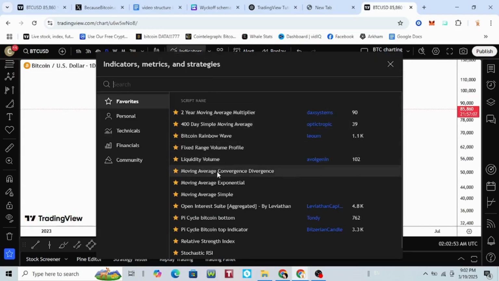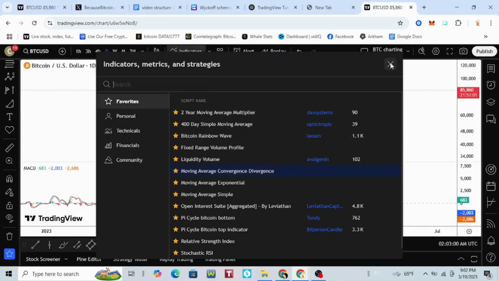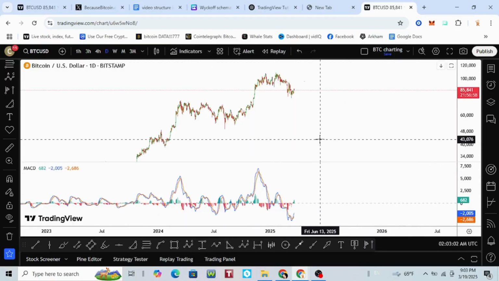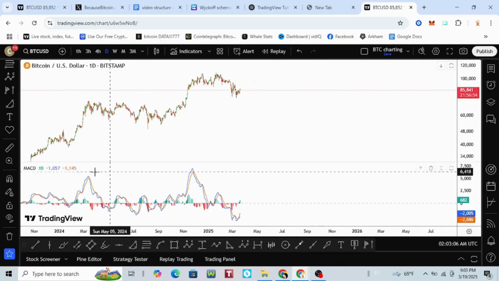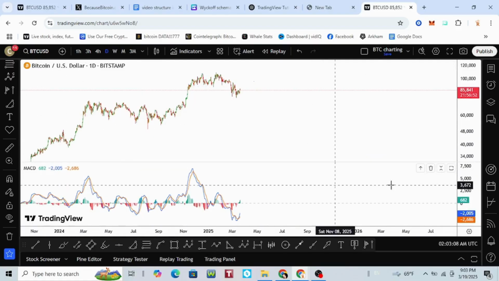Now we got the moving average convergence divergence. I don't even use this one, to be honest with you. Oh, this is the MACD actually. I do use this. I just don't call it that. We just call it the MACD right here, MACD.